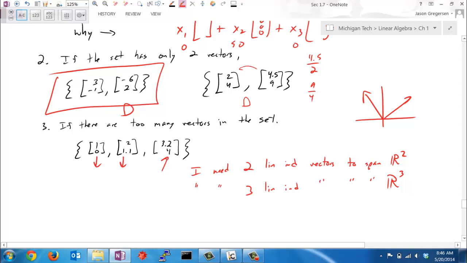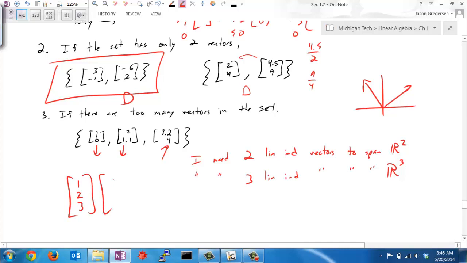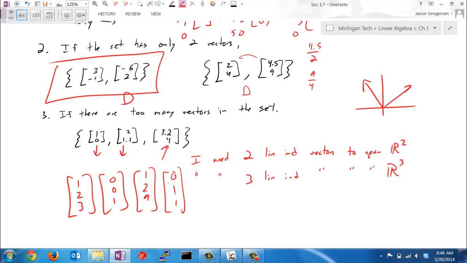So in other words, if I have this set here, 1, 2, 3, 0, 0, 1, 1, 2, 9, 0, 1, 1. Linearly independent or dependent? Dependent, because one of these has to depend on the other ones. One of these is a linear combination of the other ones. I have too many here. I only need three of these to span all of R3. So if I know that I only need three of them, one of them has to be redundant. I don't know if it's this one. Maybe I need this one. But one of them is redundant for sure. So I can just look at that set without doing any calculations, without throwing it into a matrix and doing a reduction. I'll just know that.